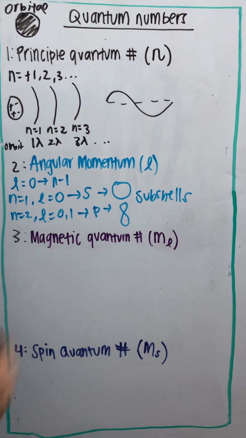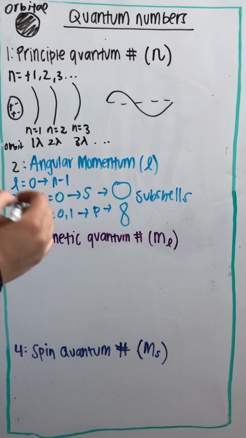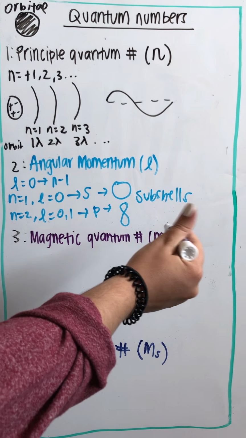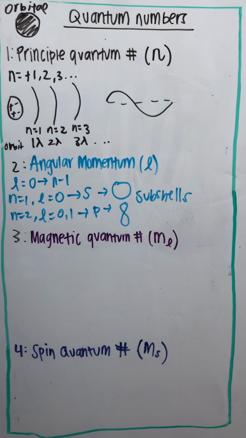So notice that the number of values for L is equal to the value for n. So when n equals 2, we have 2 possible L values. Moving on to our third quantum number, we have our magnetic quantum number, symbolized by m sub L. When we apply a magnetic field on an atom, the electron can exist in different magnetic states that are associated with the orbit of the electron. And that's what our m sub L is quantizing.